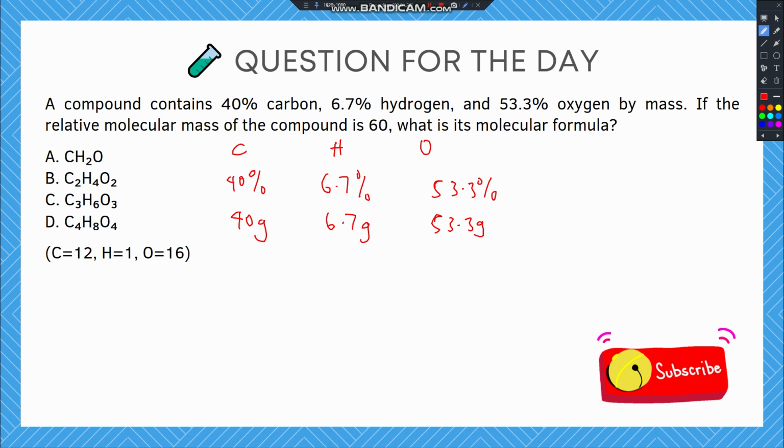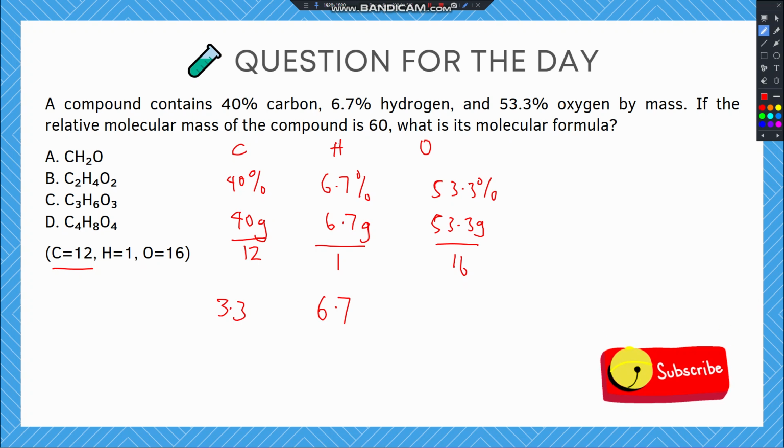Next is to divide by the individual atomic masses. So we have 40 for carbon divided by 12, because the atomic mass of carbon is 12. Hydrogen is divided by 1 and oxygen is divided by 16. When we do the divisions, 40 divided by 12 will give us 3.3. Then 6.7 divided by 1 remains the same.